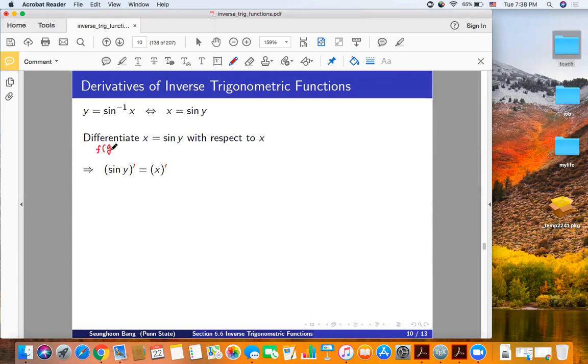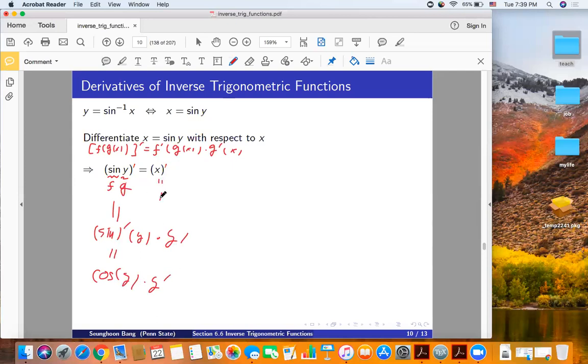f of g of x, the derivative is the outer function's derivative at the inner function, times the inner function's derivative. The sine function is f, y is g. So what's the next one? This value is the outer function's derivative at the inner function y, times y prime. Exactly, cosine of y times y prime.